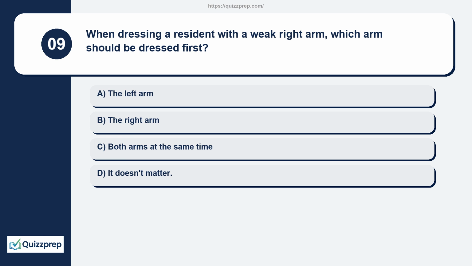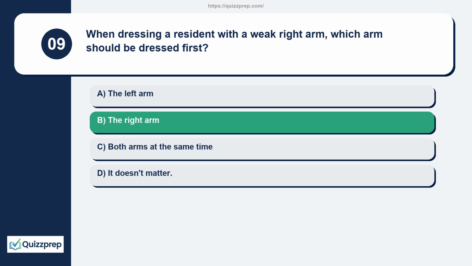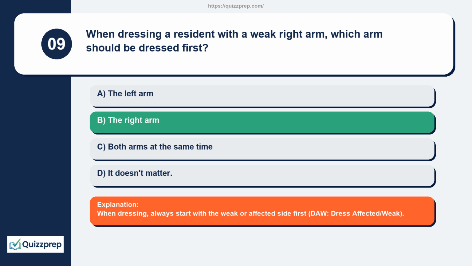Question 9. When dressing a resident with a weak right arm, which arm should be dressed first? The left arm, the right arm, both arms at the same time, it doesn't matter. When dressing, always start with the weak or affected side first. Dress affected, weak.